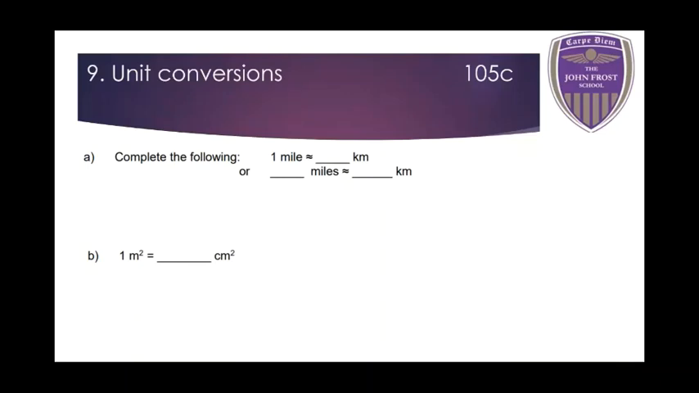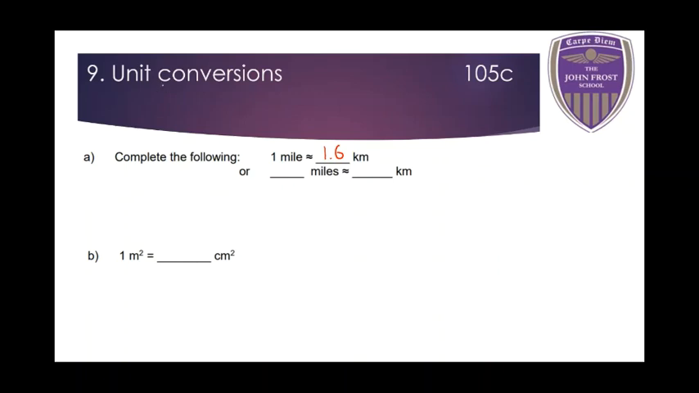So now we're on to question 9, unit conversions. There's 2 questions here. First one says we need to complete the following. 1 mile is roughly equal to how many kilometers? Well, generally 1 mile we say is equal to 1.6 kilometers, okay? And the next part says, or how many miles is equal to something kilometers? So there's 2 blanks there.